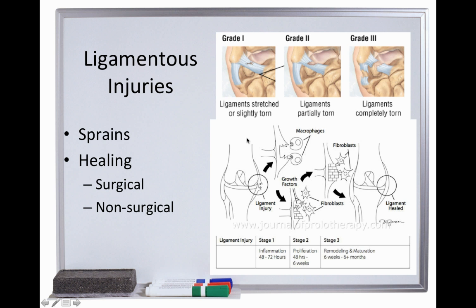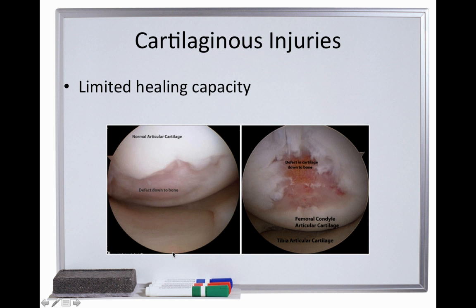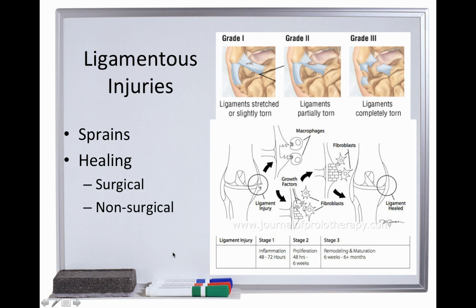So let's talk about some specific injuries and what they look like as they go through the healing process. So ligamentous injuries, remember these, let me get my pen here because this is important. Come on, pen. So these are sprains and not strains. Strains are for muscles, sprains are for ligaments. So we want sprains here, not strains, sprains.